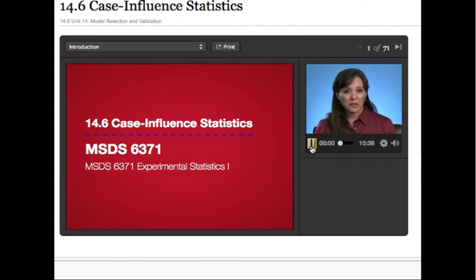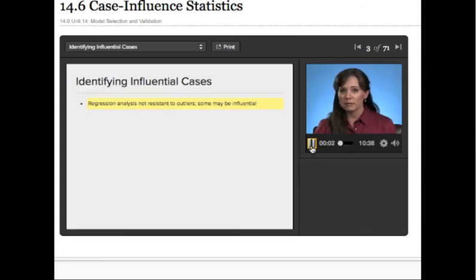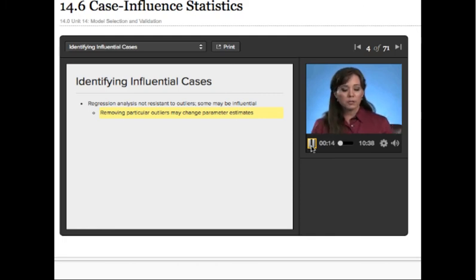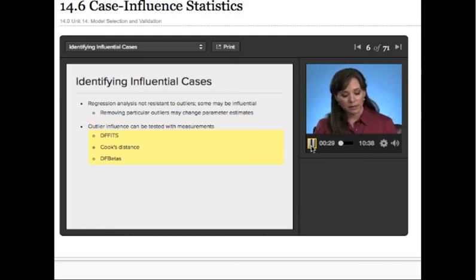I've said before that regression analysis is not resistant to outliers. Some of those outliers could actually be influential in the sense that if we remove those particular cases, they change the parameter estimates drastically. So it's important to be able to identify those influential cases and know how to deal with them. Now, not all outlying cases are necessarily influential, and there are measurements to test whether or not a case is particularly influential, and those measurements are listed below.